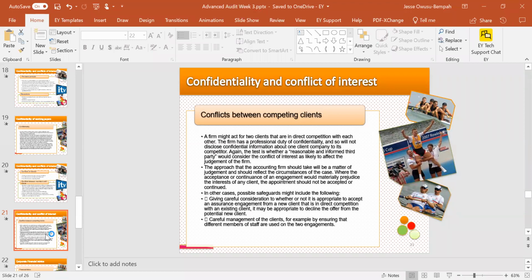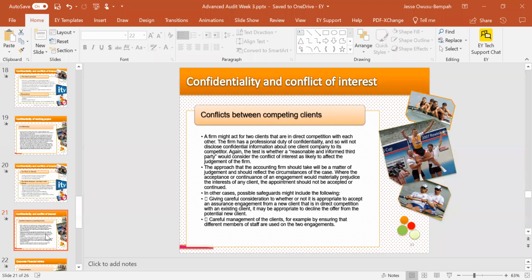A firm might act for two clients that are in direct competition with each other. The firm has a professional duty of confidentiality, and so will not disclose confidential information about one client company to its competitor. Very key. If you are auditing Vodafone and MTN, you should always be careful as an auditor not to disclose competitor information. You should not do that at all, because whichever way you do it, you are hurting your client.